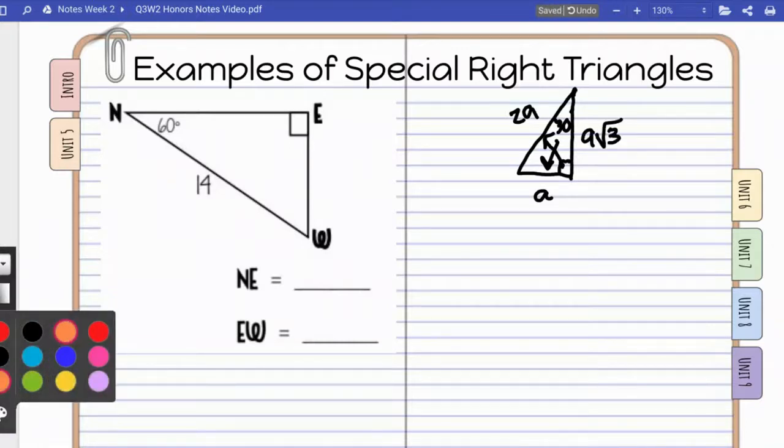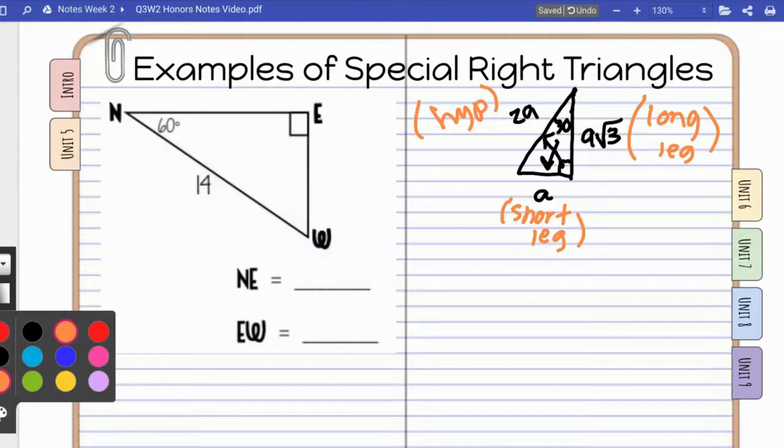It's important that you remember this is your short leg. This is your longer leg. And this is your hypotenuse. Okay, you can't mess up the order in which the letters go. They go in a specific order.